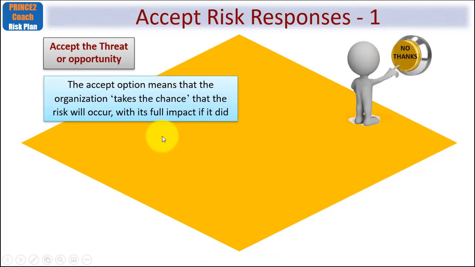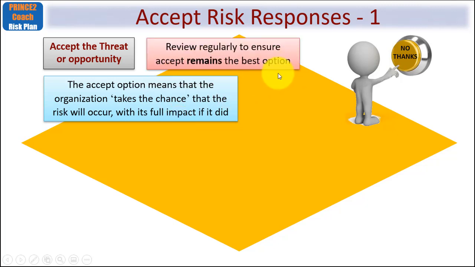What about accept risk responses, either to a threat or an opportunity? Well, the accept option simply means that the organisation takes the chance that the risk will occur, accepting its full impact if it did. Although that might be the right thing to do when you first start creating your plan, whenever you accept either a threat or an opportunity, you want to keep your options open. Keep a close eye on that action, because at some point in the future, you may decide that acceptance is not the right path. So review it regularly to ensure it does indeed remain the best option.